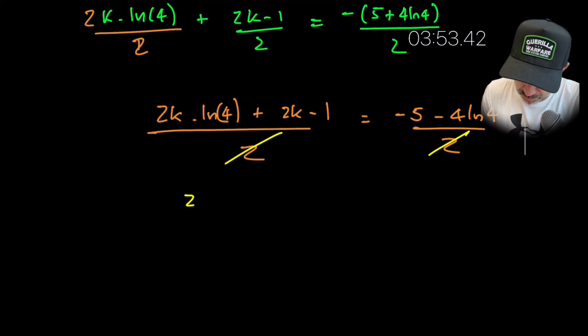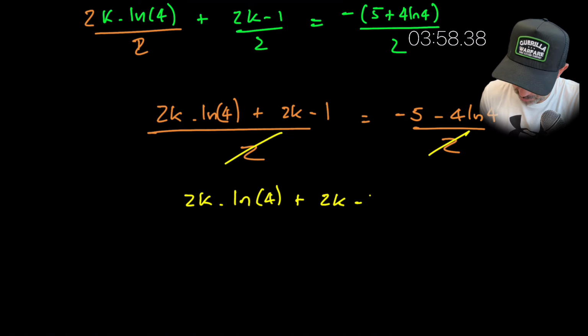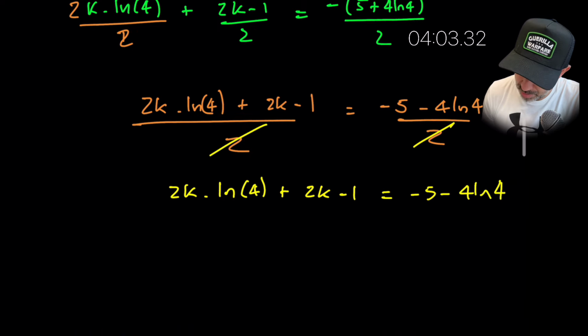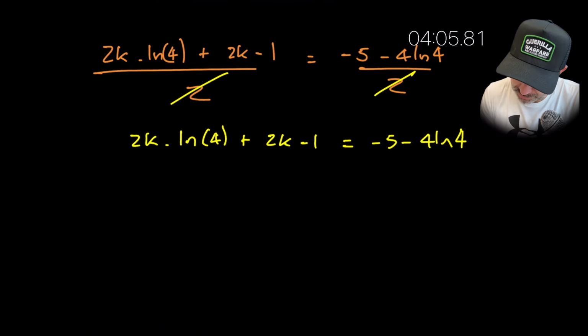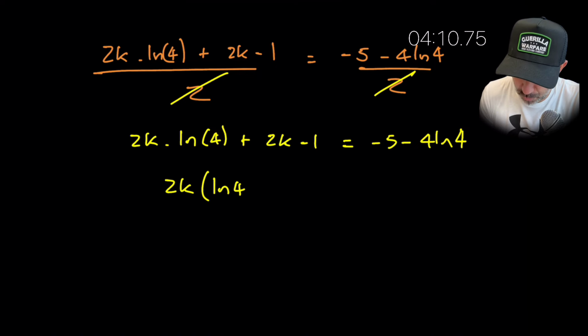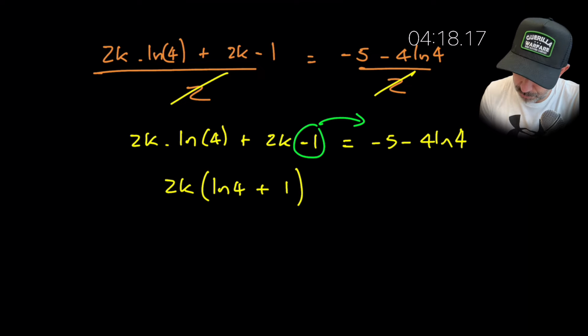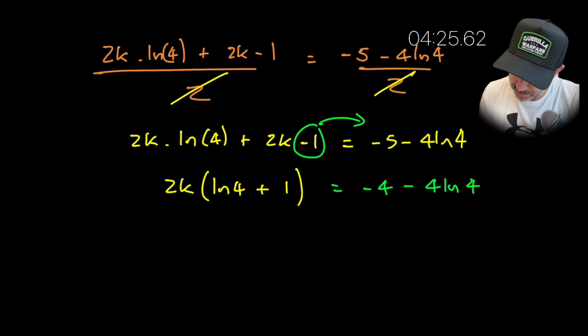Now let's just summarize this. So we've got 2k natural log 4 plus 2k minus 1 has to equal negative 5 minus 4 natural log 4. We've just got to solve for k, so let's take out a factor of 2k on this side. So 2k natural log 4 plus 1, and then I'm going to move this 1 to the right hand side and group these terms together. So that will be negative 4 minus 4 natural log 4. Okay, it looks like I can take out a factor of negative 4 here.